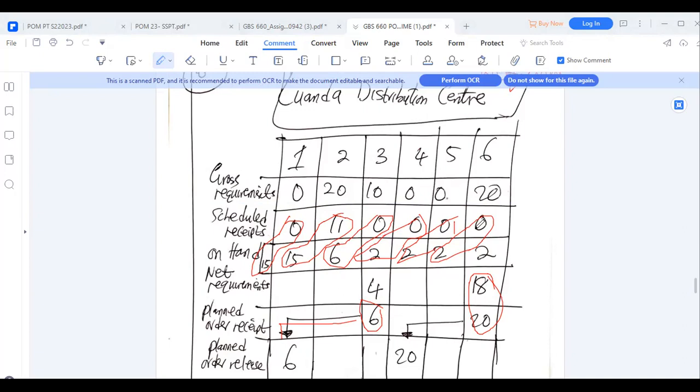Because these topics are detailed, we need to have different classes so that you understand them in detail, be it aggregate planning, inventory management, MRP, and any other topic in production and operations management. We need to have more time as we go, so that they run you through the topics slowly and you can understand them in detail.